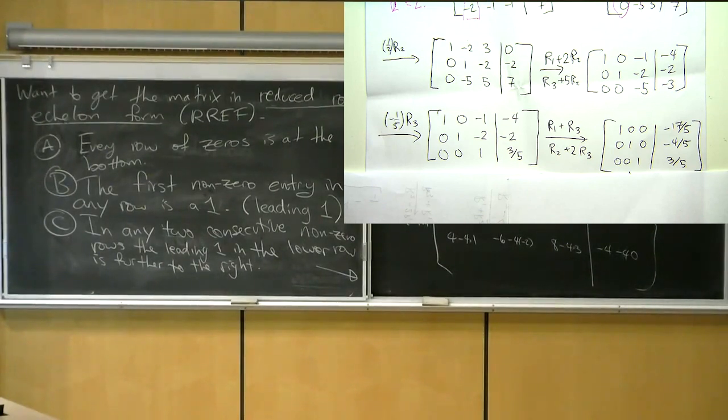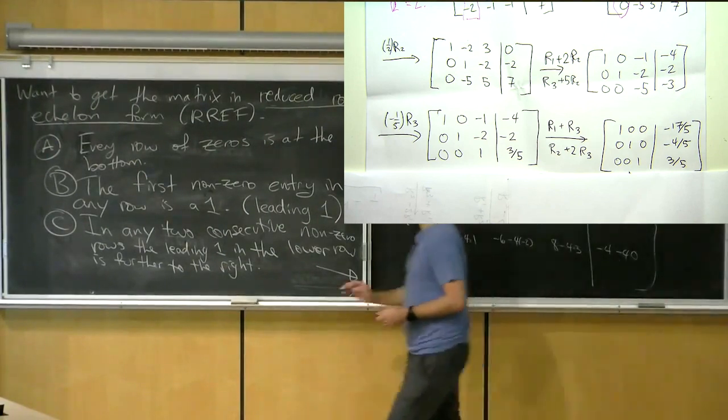So the negative 17 over 5 comes from negative 4 plus 3 over 5, right? This negative 4 over 5 comes from negative 2 plus 2 times 3 over 5, right? Is it unclear where any of these numbers come from? Okay.